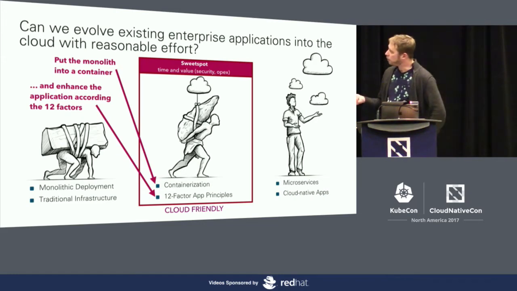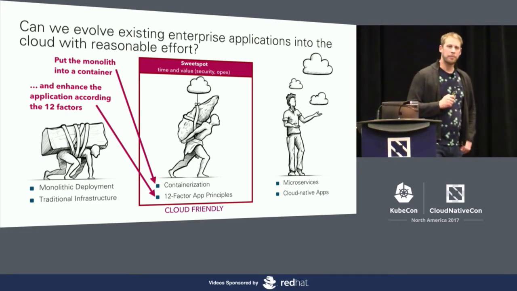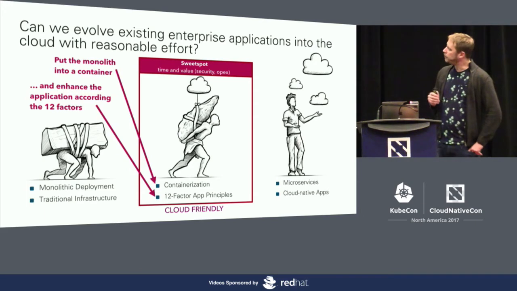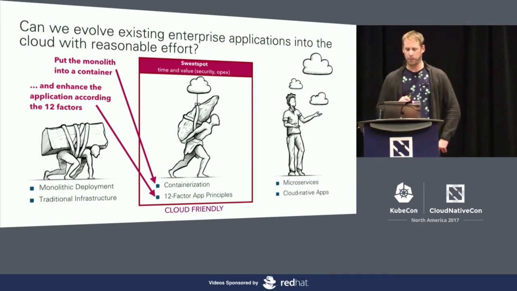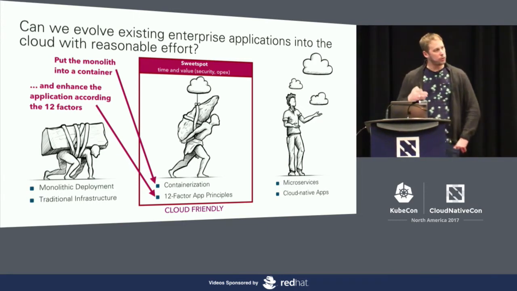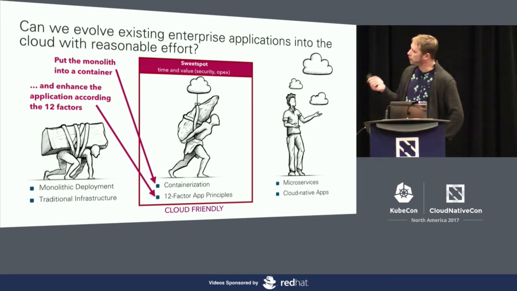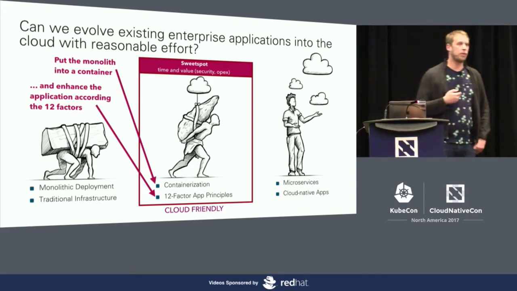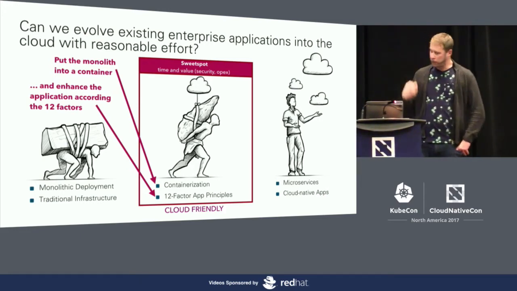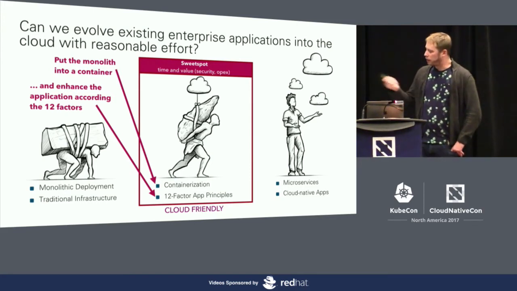Being containerized, of course. And we decided here to put the monolith into the container and respect the 12-factor app principles. And this can be the first step if some of those applications are thriving towards cloud nativeness. This is also a good first step. But with our migration, we targeted cloud friendliness.